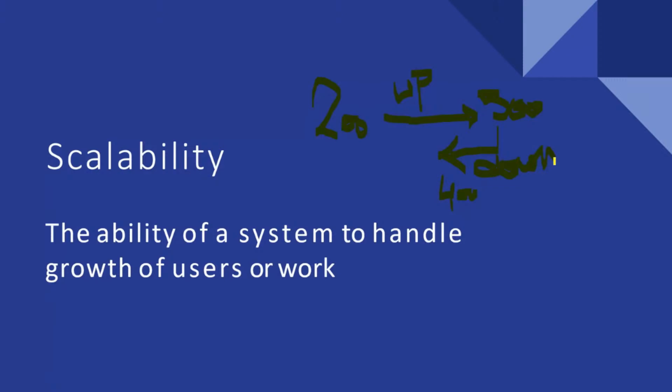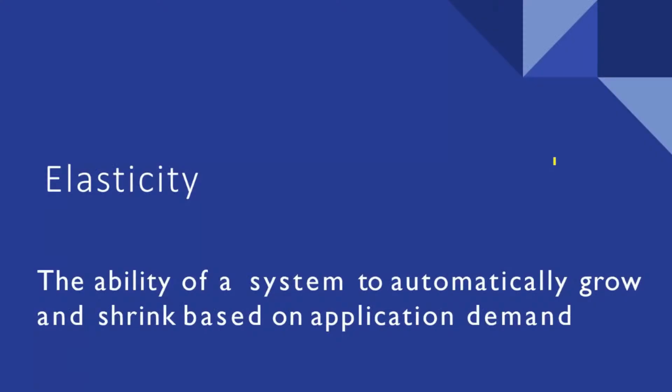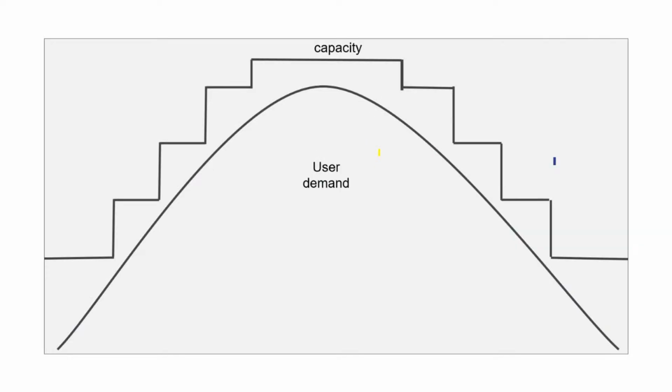Then next we have elasticity. Elasticity means that this time your service should automatically be able to understand what the requirement is. Here also we are going to add more compute and storage, but whenever the user demand increases, your capacity will automatically increase as per that.